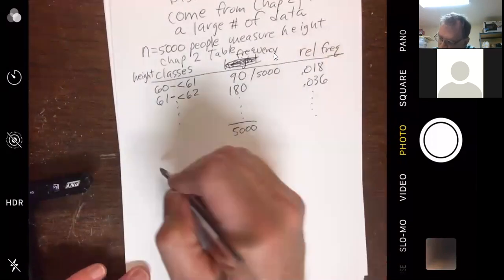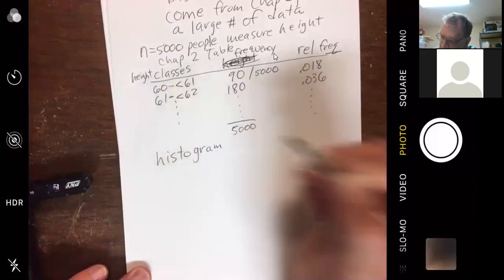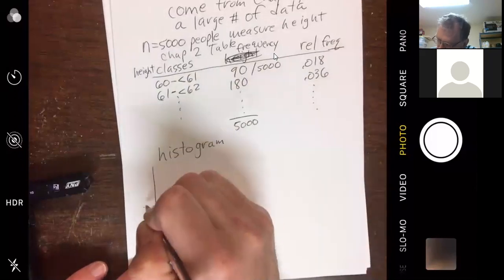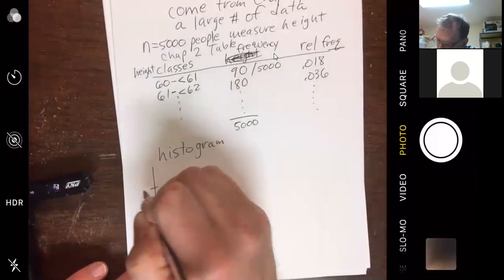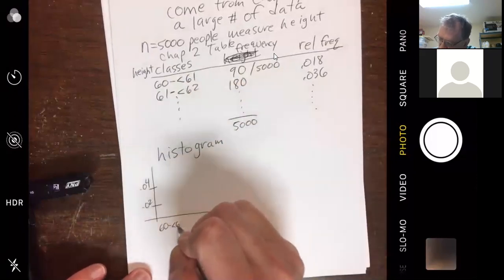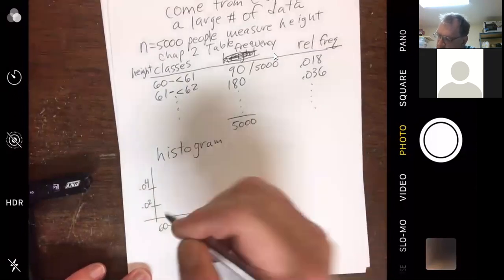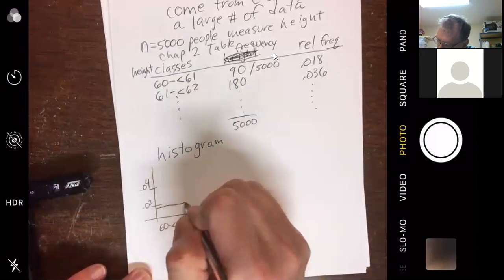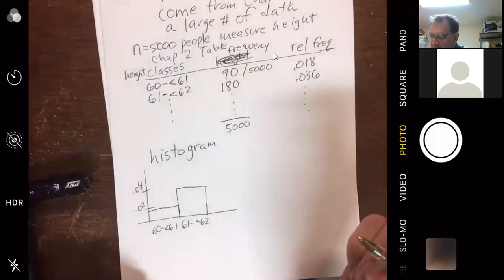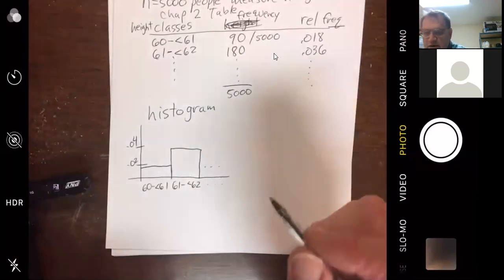So what happens is we're going to make a histogram. And so we'll call this 0.02, 0.04, et cetera. And 60 to less than 61, 61 to less than 62, and so on. And so 0.018 is just short of 0.02 and 0.036, and it looks like this. And this will go on. Okay, but here's what you've got to realize.